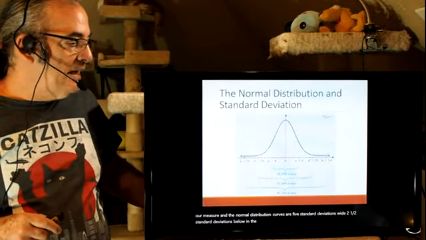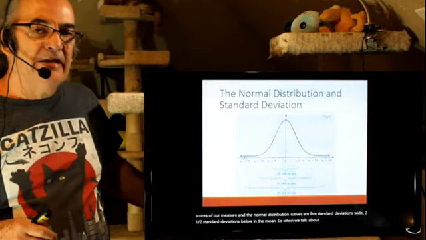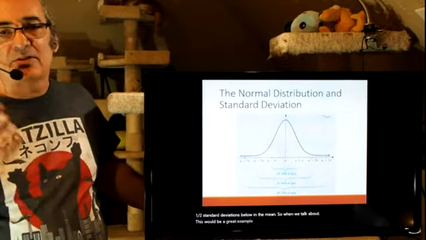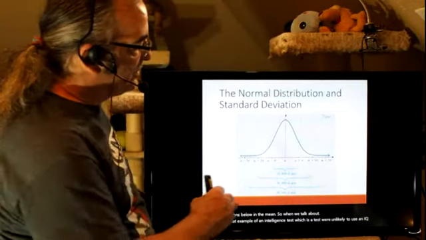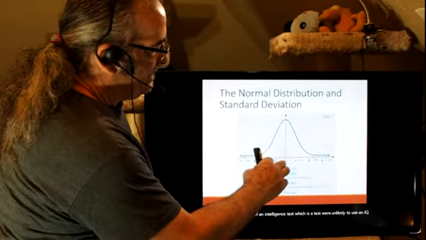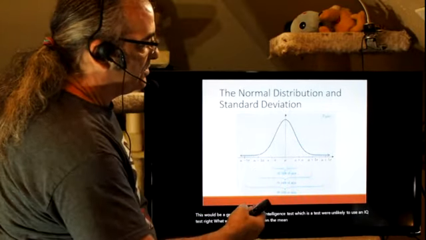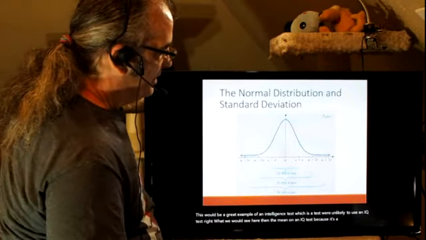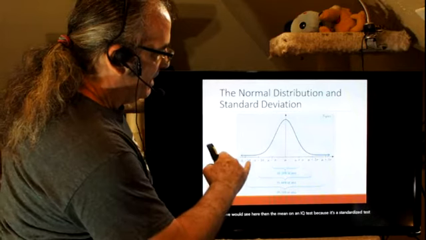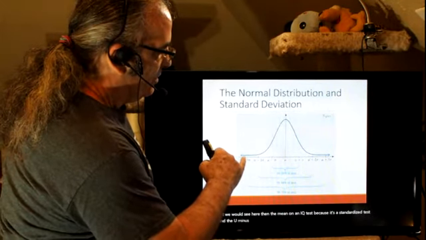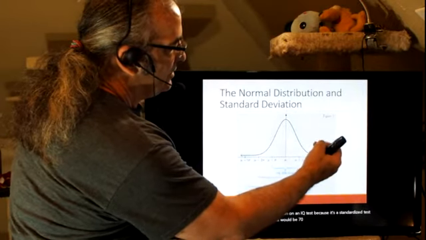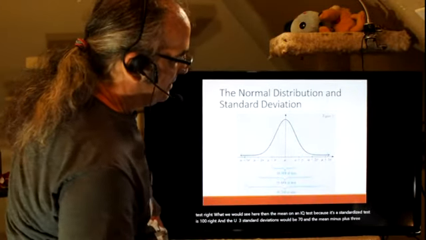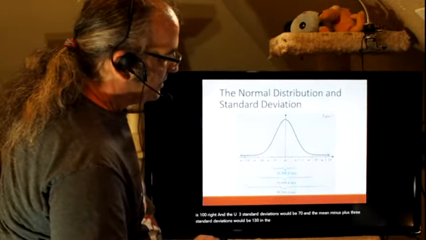This would be a great example of an intelligence test, which is a test we're unlikely to use as an IQ test. What we would see here then, the mean on an IQ test, because it's a standardized test, is 100. The mean minus 3 standard deviations would be 70, and the mean plus 3 standard deviations would be 130 in this sample.